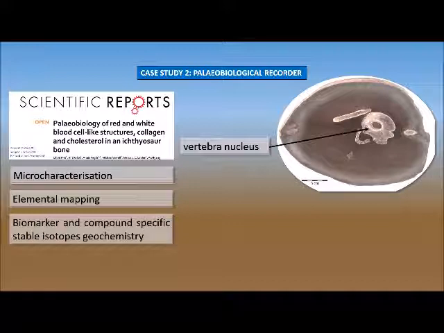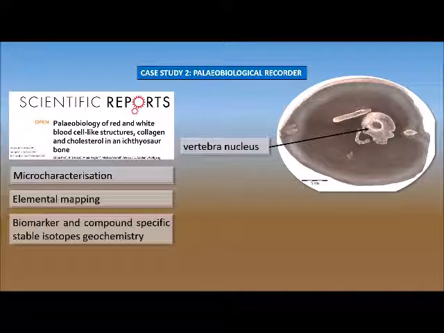All right, so here is another concretion, the third one. We've done some microcharacterization, elemental mapping, and again, biomarker and compound specific stable isotopes. So what is different in this concretion? Well, first, it was whole. And what I'm showing there is always a nicely polished slice in the middle of them.